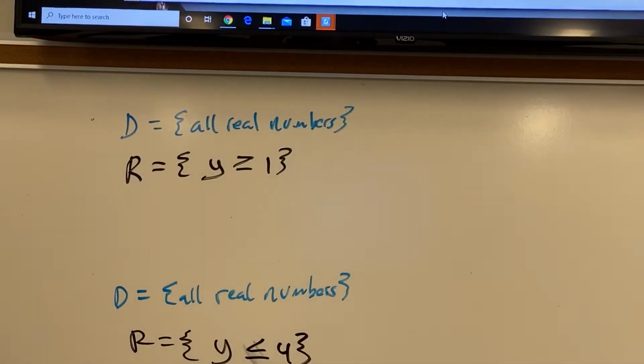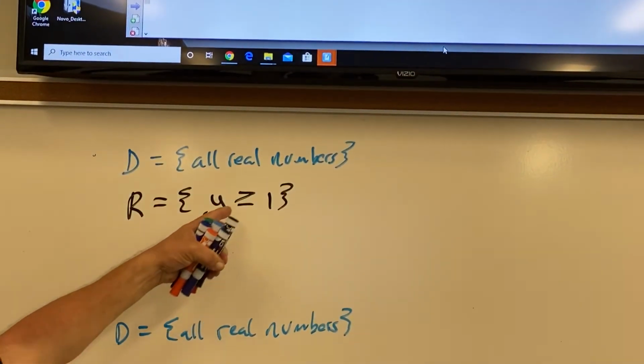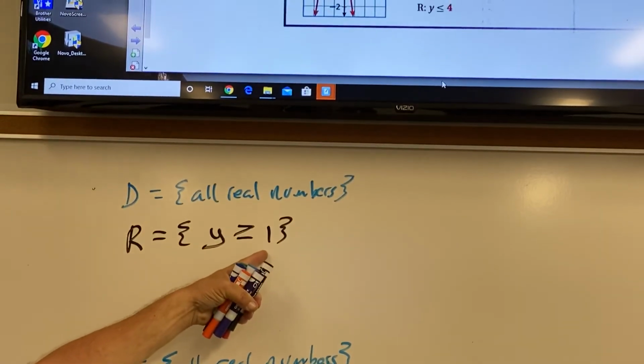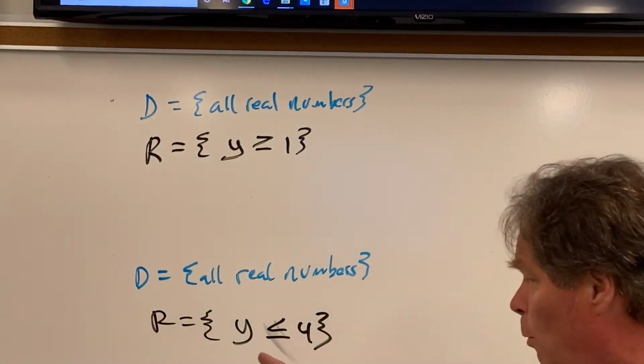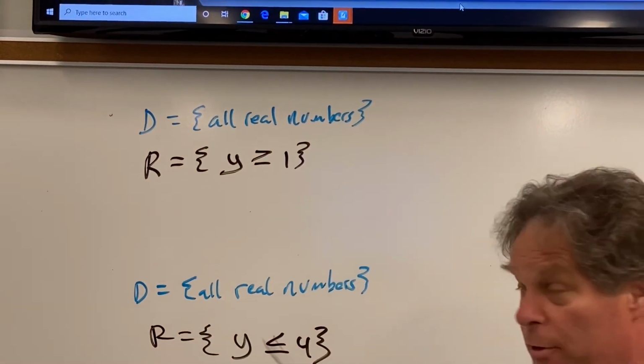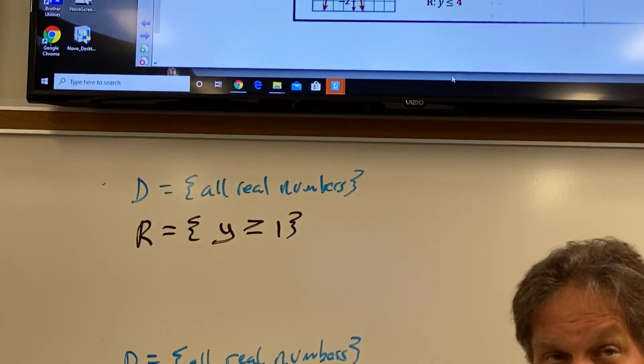So if it's a parabola that opens up, it's always going to be y is greater than or equal to the y coordinate of the vertex. If a parabola opens down, the range is always going to be y is less than or equal to the y coordinate of the vertex. Okay, pretty straightforward.